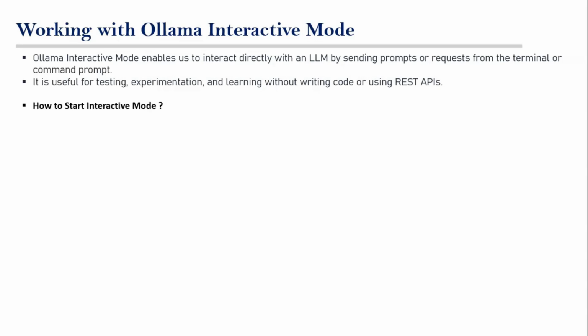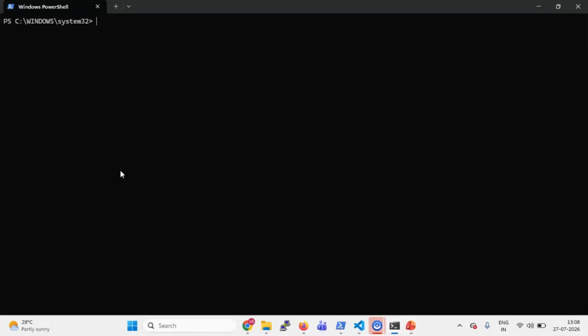Then how to start interactive mode with your required LLM from Ollama? It's very simple. Simply run ollama run and then the required LLM model. And suppose if you want to exit from interactive mode, then simply type Ctrl+D and enter, or simply /bye. Now let me go to my command line.